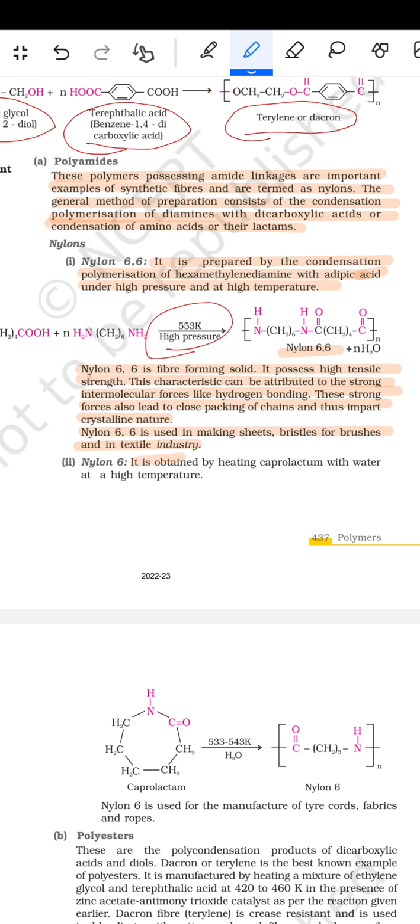Nylon 6 is obtained by heating caprolactam with water at a high temperature.